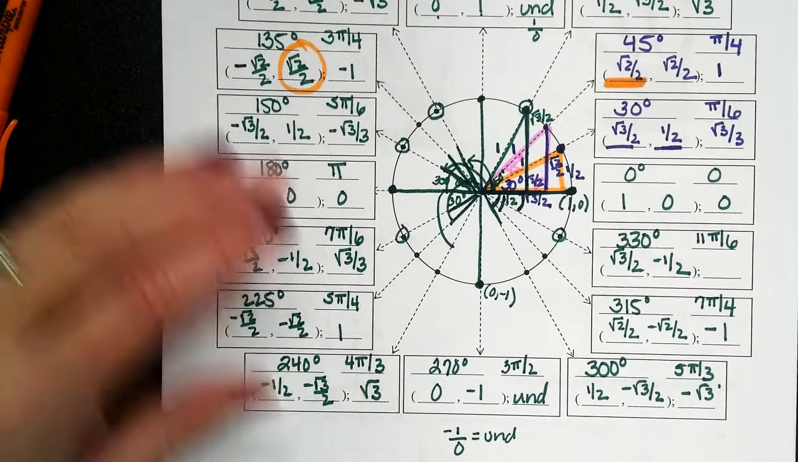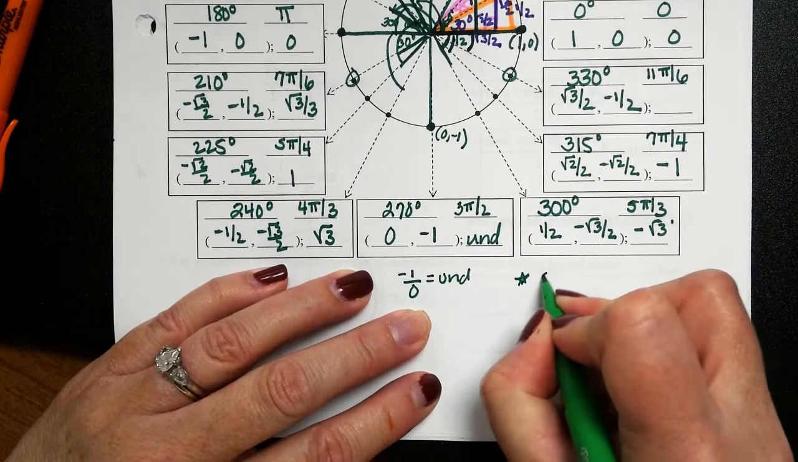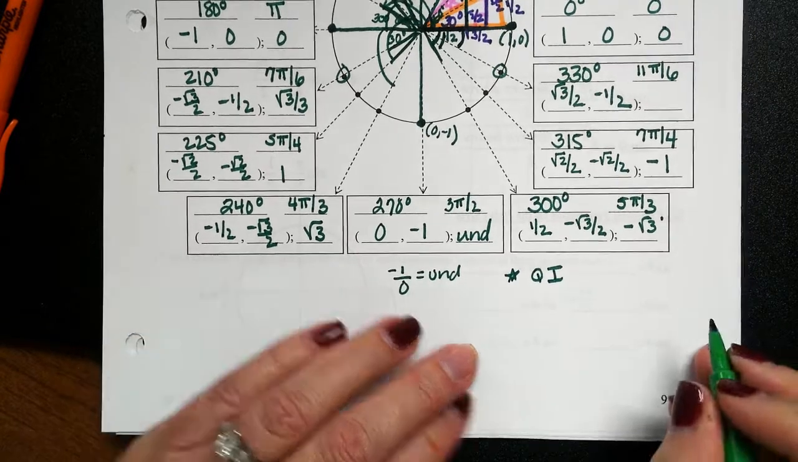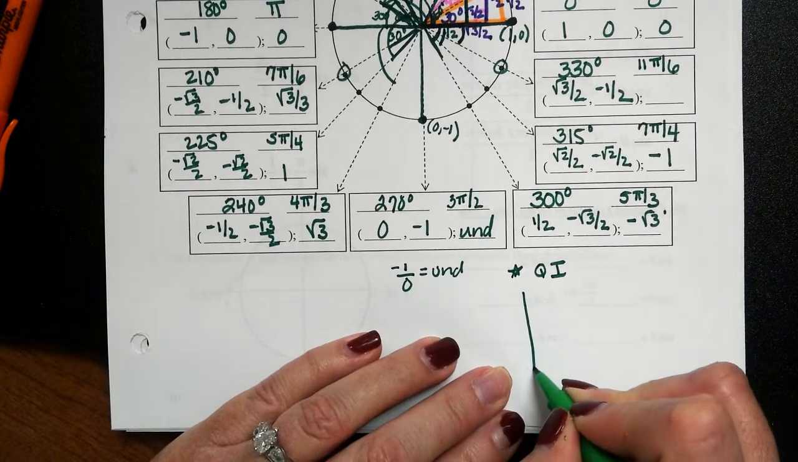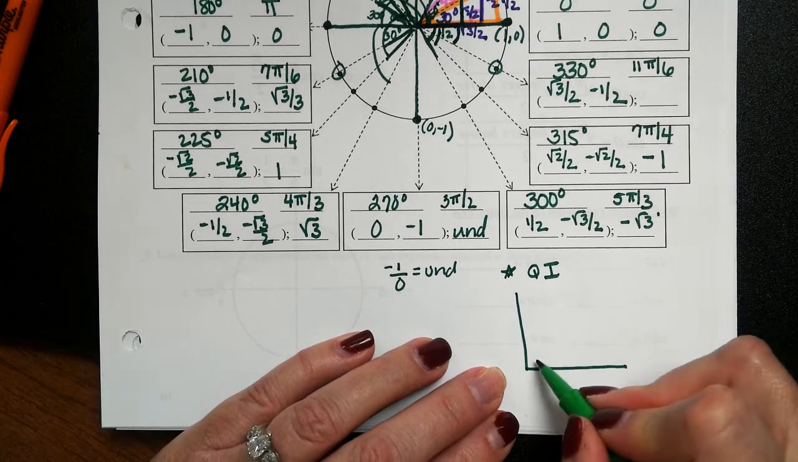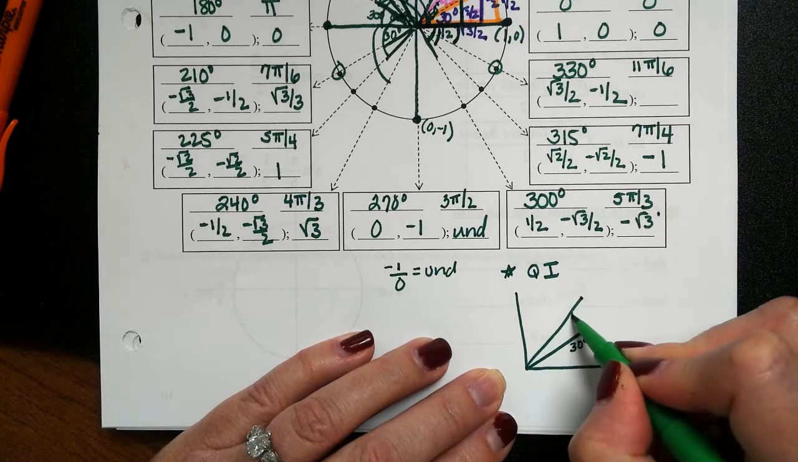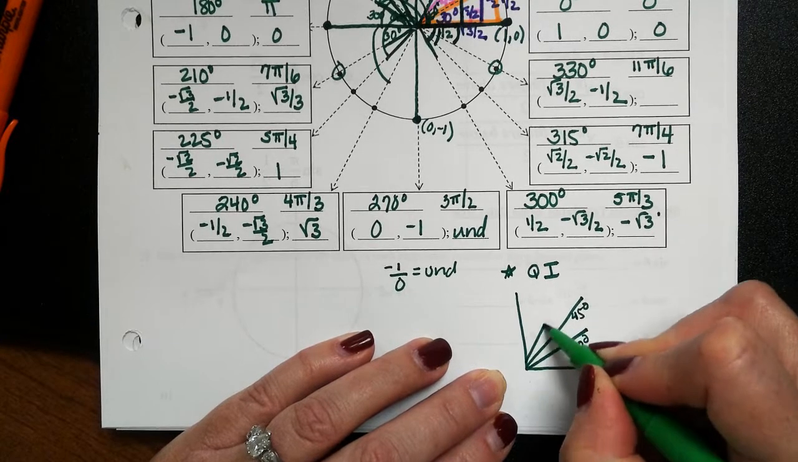So the way I always tell my students is this. Start with quadrant 1. Memorize quadrant 1 first. Here's a trick to help you remember the ordered pairs in quadrant 1. Remember, we started with 30. Then we go to 45. Then we go to 60.